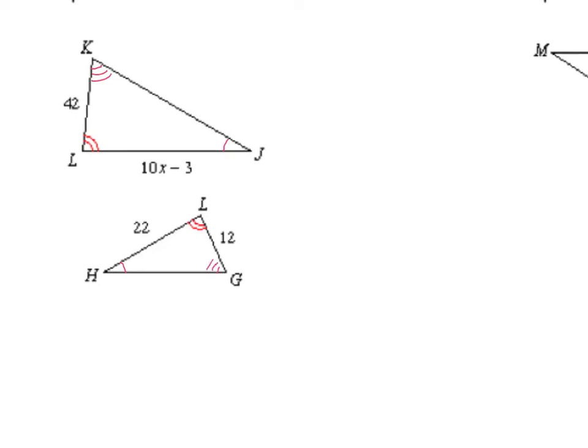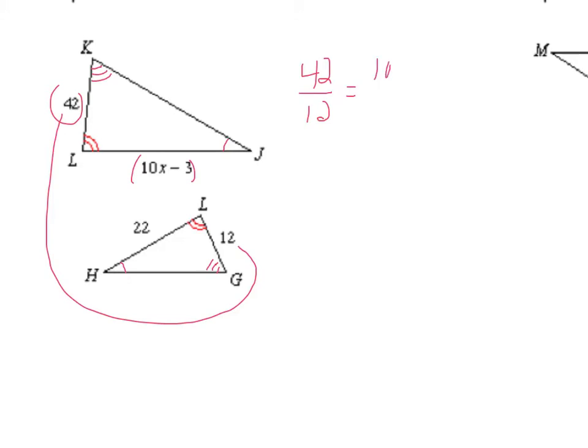Okay, so now what matches up? Well, I would say that since 42 is between the 2 and 3 tick mark angles, that matches up with the side that is between the 2 and 3 tick mark angles, which is 12. 42 and 12 match up based on the angle descriptions. I'm looking for x here, so I need the side that matches up with the 10x minus 3 side, and that's between the 2 and 1 tick marks, and that would be 22 on the other triangle.